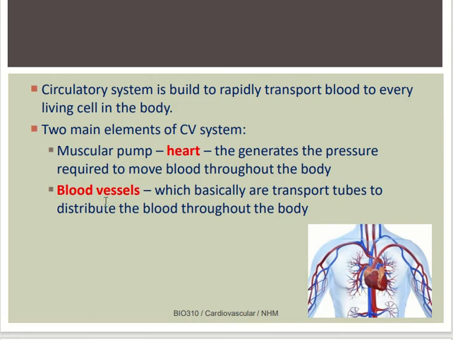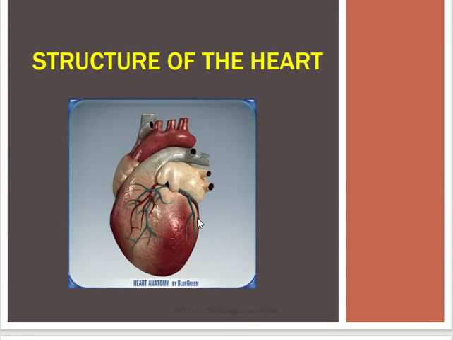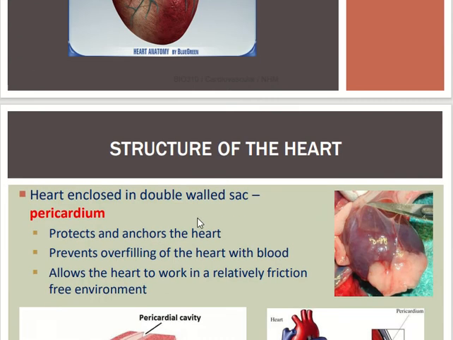And next is the blood vessel. As you know, there are three types of blood vessel: the artery, the vein, and the capillary. The blood vessel is the transport tube that helps to distribute the blood throughout the body. So let's look further at the structure of the heart.